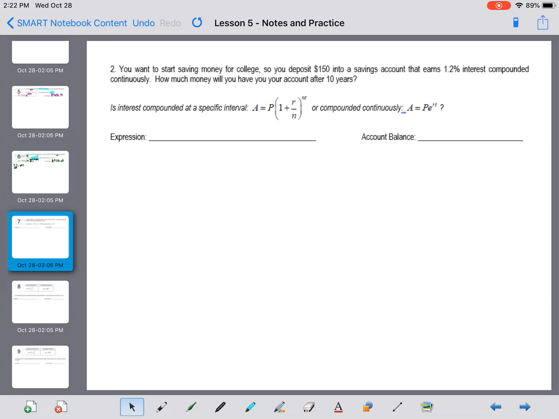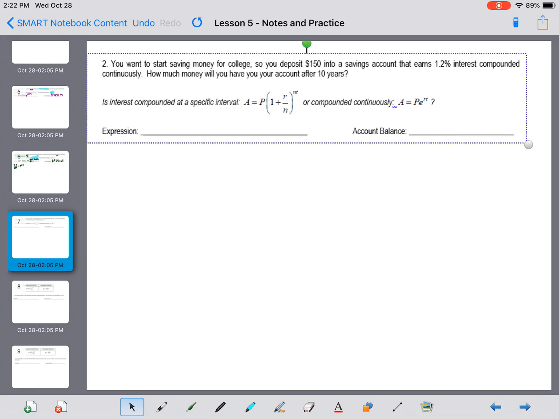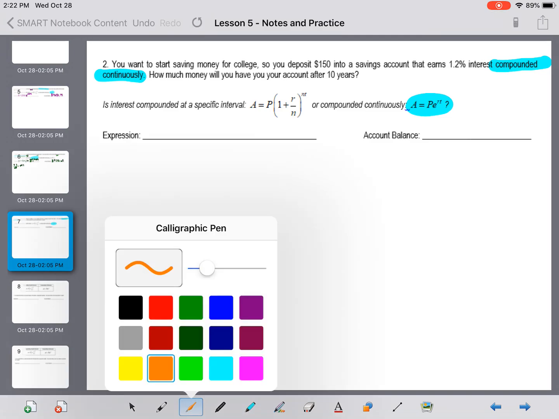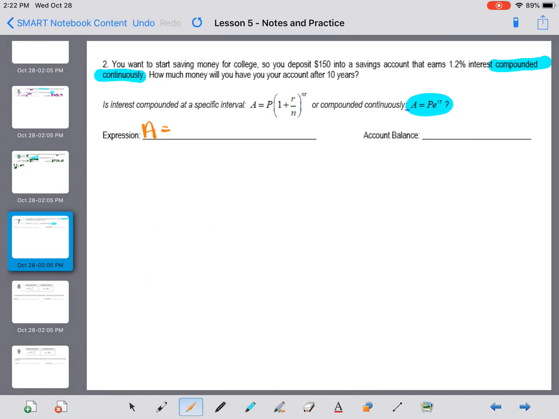If we take a look at number 2, it says you want to start saving money for college. So you deposit $150 into a savings account that earns 1.2% interest compounded continuously. How much money would you have in your account after 10 years? So again, everything's being compounded continuously, so we use PERT. So we said A equals our initial amount, which is $150, times E, sorry, we're using PERT, times E, raised to our rate as a decimal.